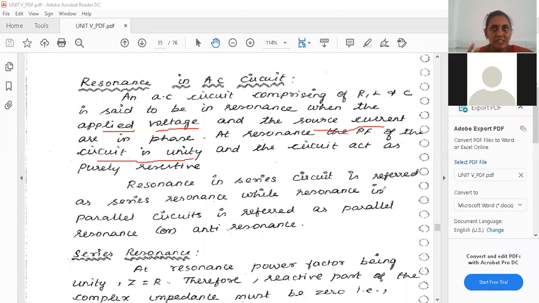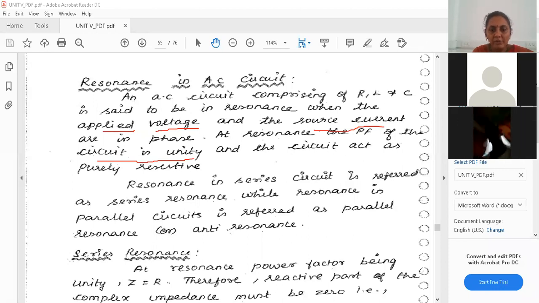What is power factor? You know what power factor is. How to define power factor? The chat box is open. Please post how to define power factor.